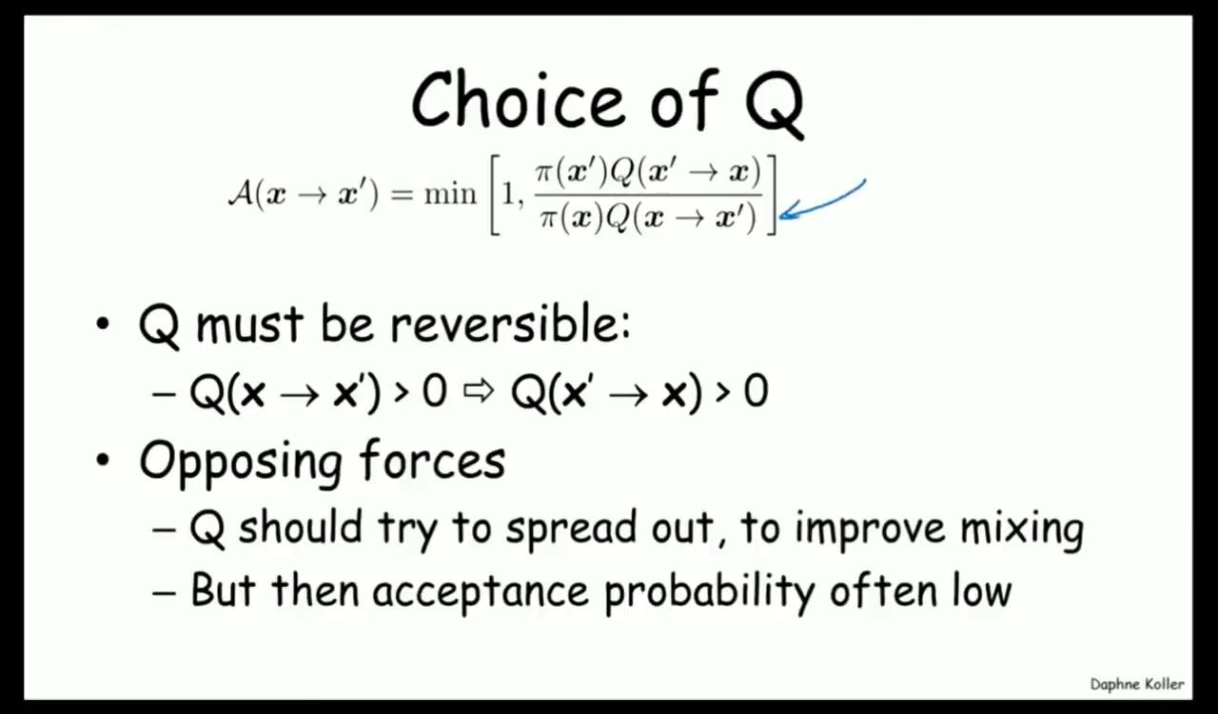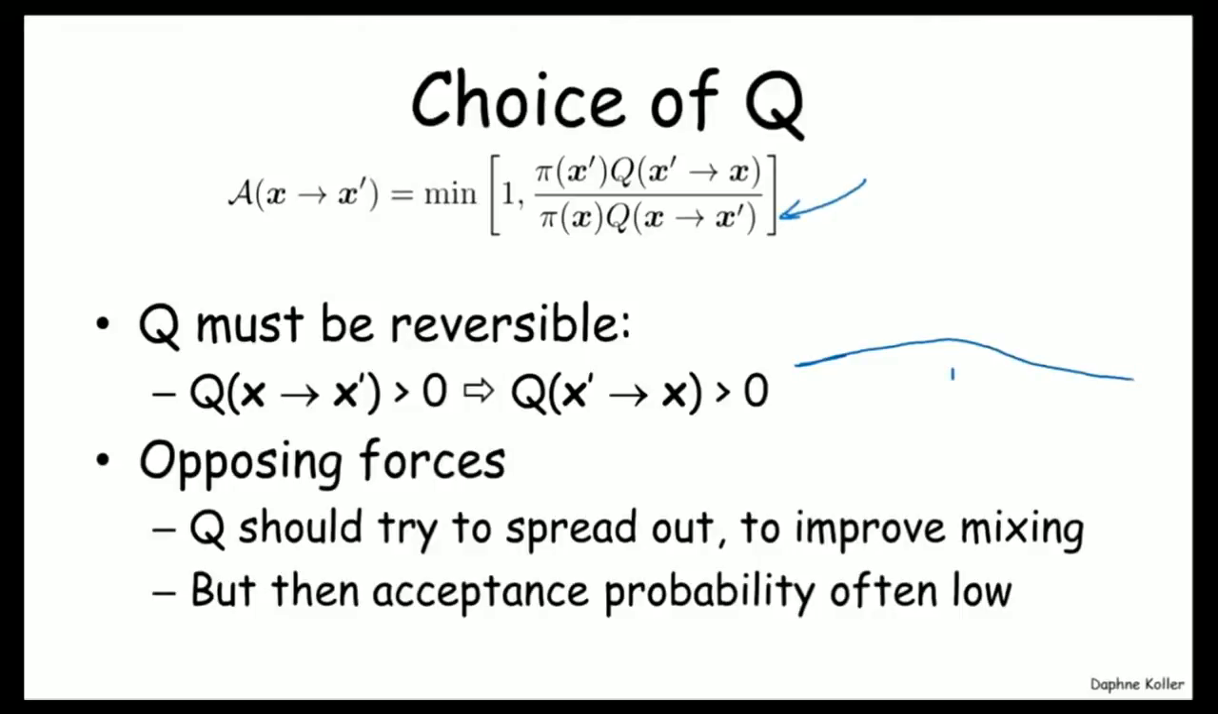Now, the problem with this constraint on Q is that it actually induces a tension in the design of Q. On the one hand, you'd like Q to be very broad. If you're at this state over here, you'd like Q to go really far away from the current state, because the further away you can go, the faster you move around in the state space. You don't want to stay local. You don't want to make the same mistakes that the Gibbs chain does by staying very near to the current assignment. You want to move around quickly, and that improves mixing.